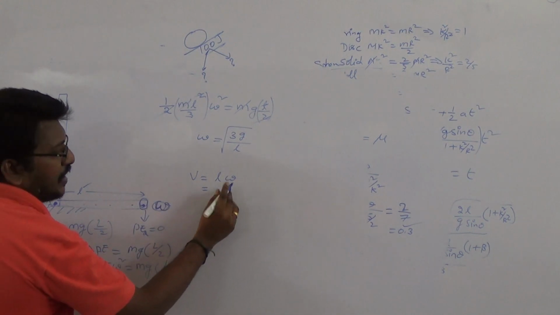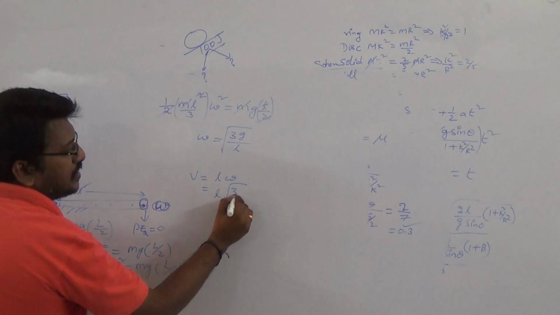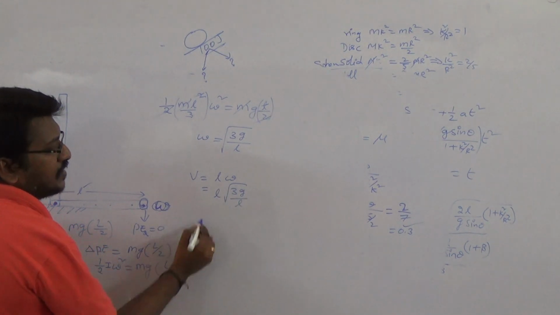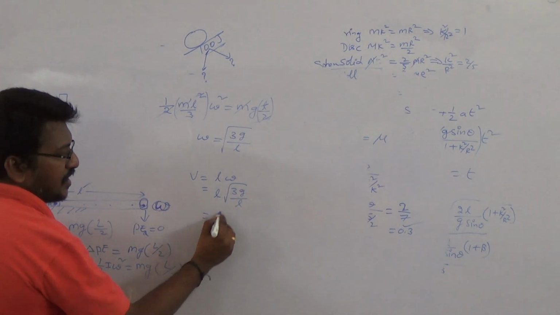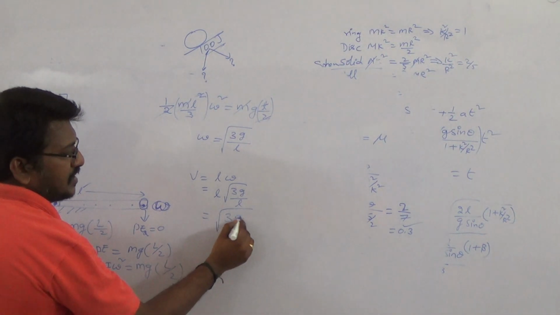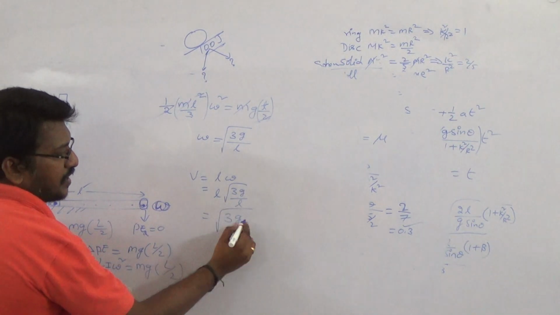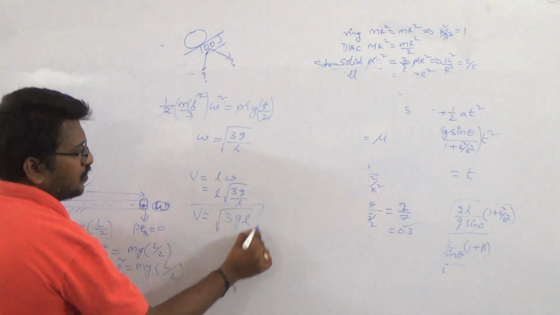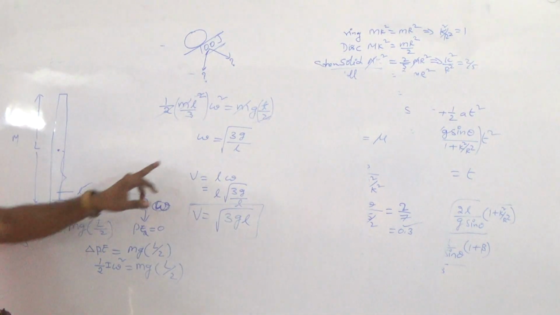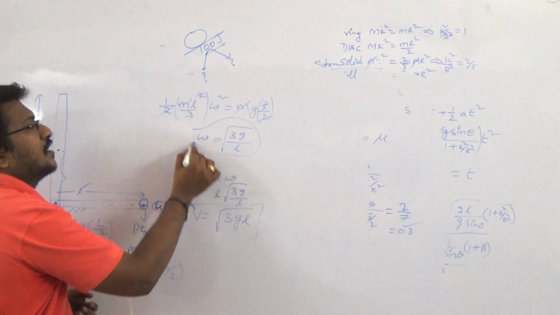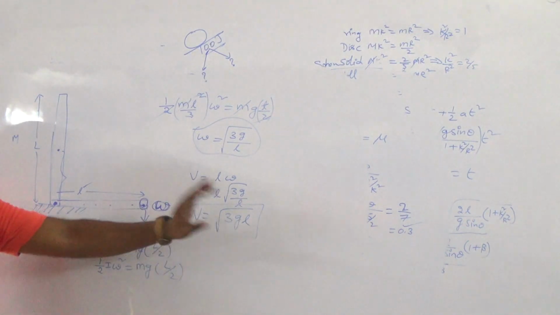That equals L into under root 3g by L. So L goes inside the root as 3g L square by L, and you get V equal to root 3g L. So this is the angular velocity before it hits the ground, and this is the linear velocity before it hits the ground.